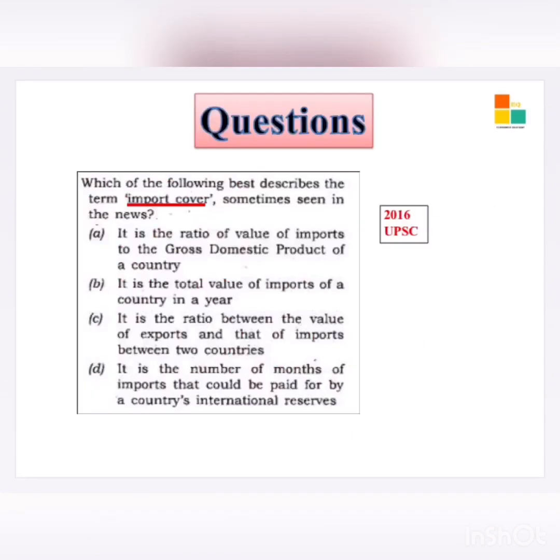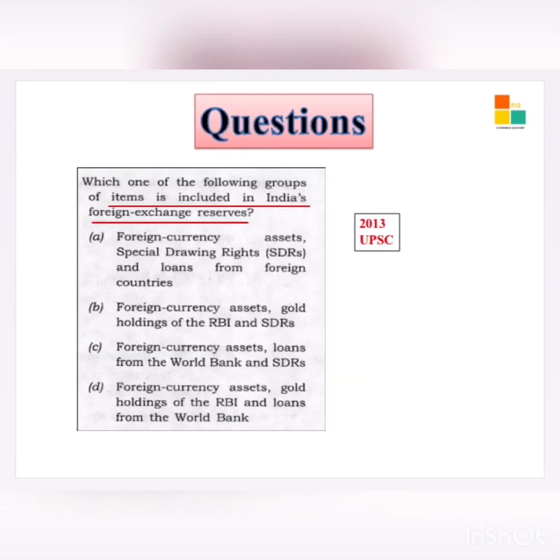I have mentioned here a few questions asked in the UPSC prelims examination in previous years related to this topic. Which of the following best describes the term import cover sometimes seen in the news? Here four statements are given, and you have to choose one among them as the answer. The next question is, which one of the following groups of items is included in India's foreign exchange reserves? You can find the answers to these two questions from the video. Mention your answers in the comment section.